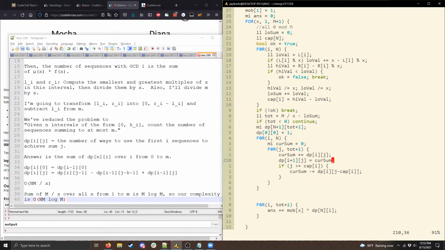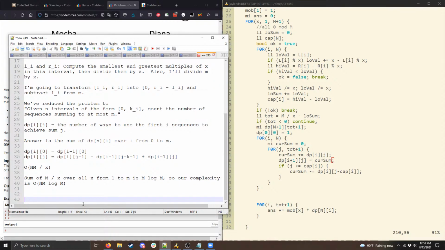Luisa asks, is there any upper bound for the number of x where mu of x is not equal to 0? Yes, but for our purposes, it's not very helpful. If I recall correctly, mu of x is going to be non-zero for 6 over pi squared of numbers. Really weird bound, not the sort of thing where you would expect pi to show up.